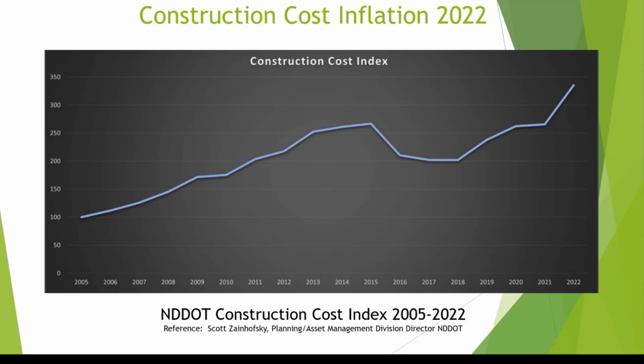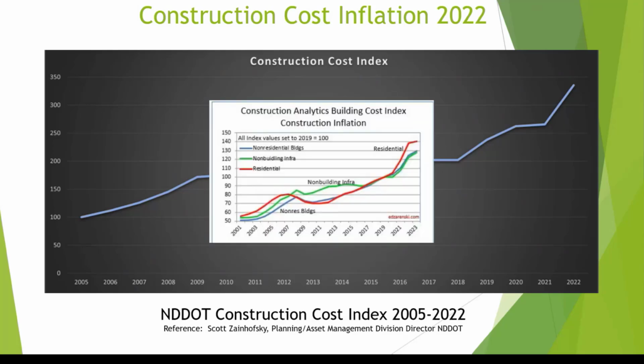And I went ahead and found this, which is actually from an outfit called Construction Analytics, a national firm. For any of you building a house, my condolences, because the red line is residential. You can see what happened there in the latter part of 2020, 21, which you're all, if you were building a house, fully aware of. The green line is actually the non-building, the infrastructure cost data.